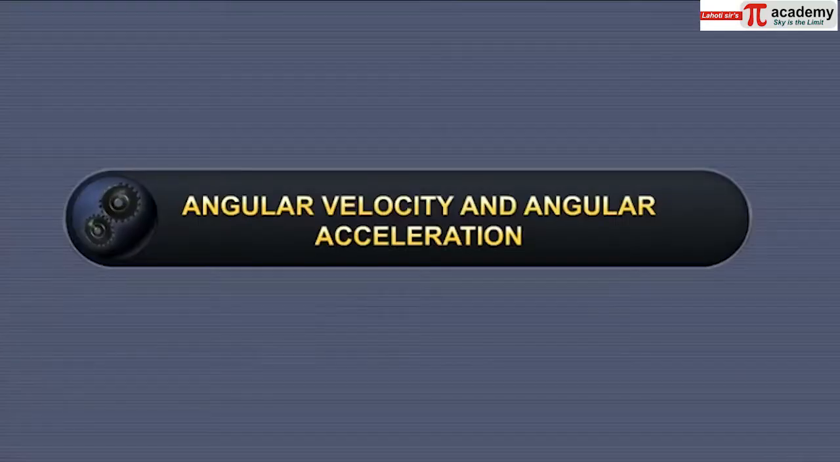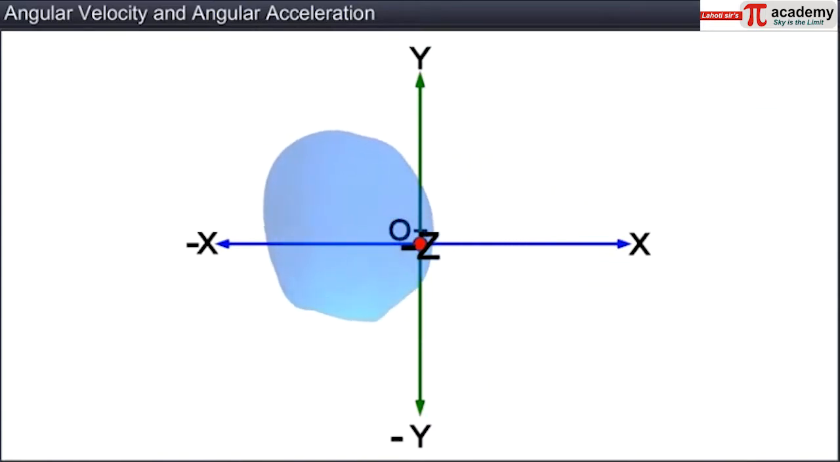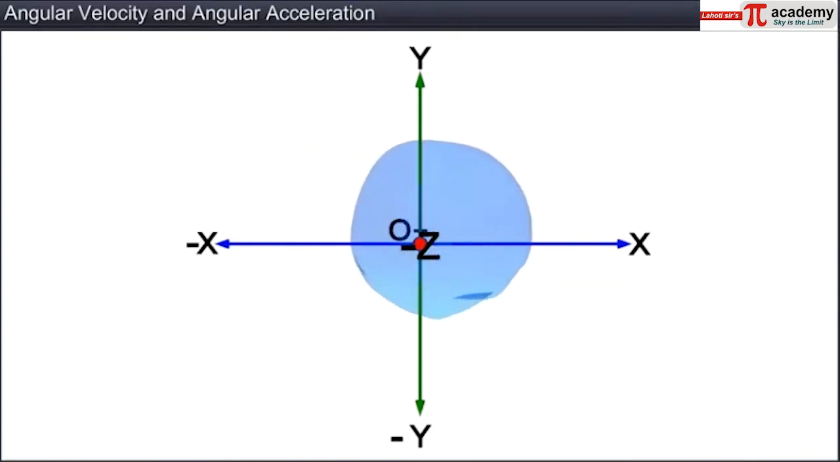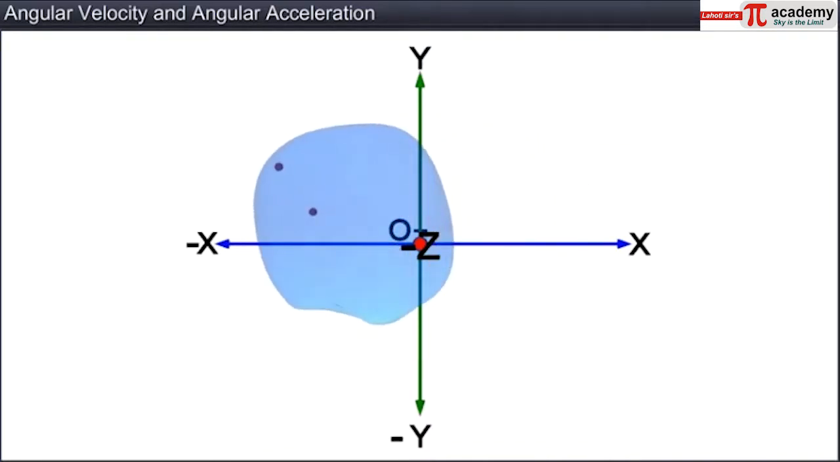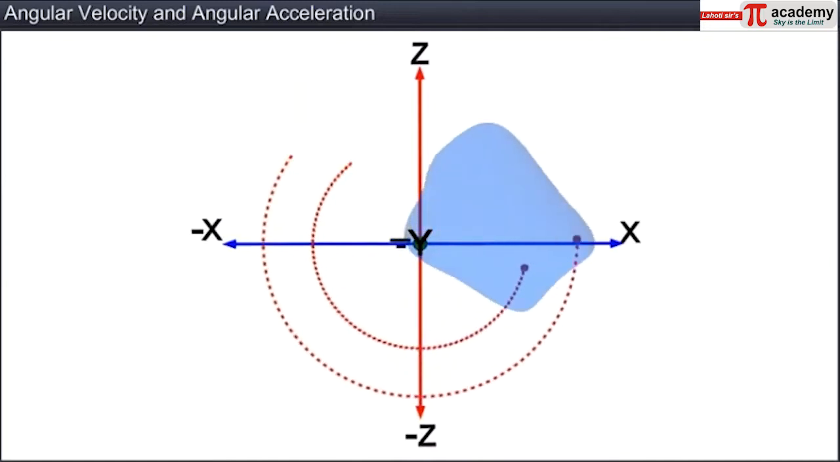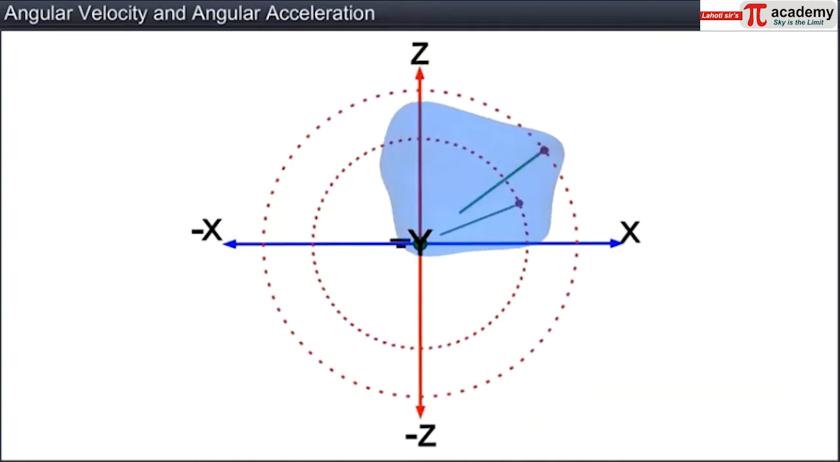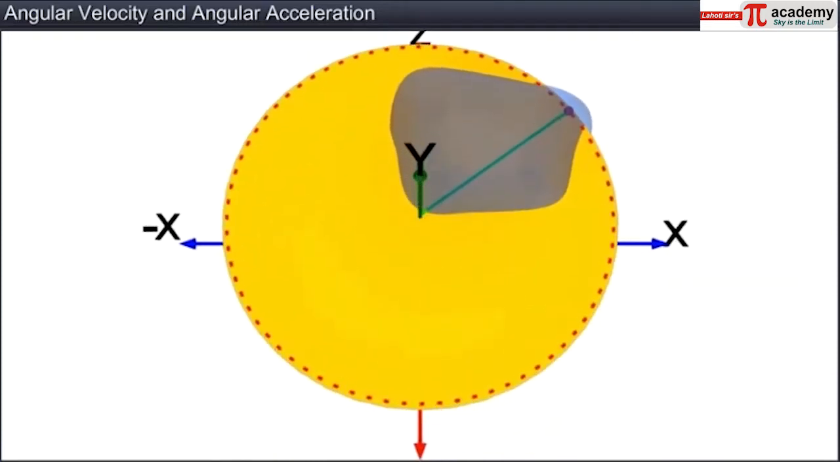In this module, you will learn about angular displacement, angular velocity, and their relationship with linear velocity and angular acceleration. Consider a rigid body in pure rotational motion about a fixed axis. As you have already studied, each particle of the rotating rigid body executes uniform circular motion. The center of the circular path is on the axis of rotation, and the plane of the circle is perpendicular to the axis of rotation.